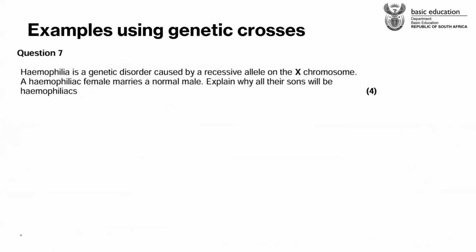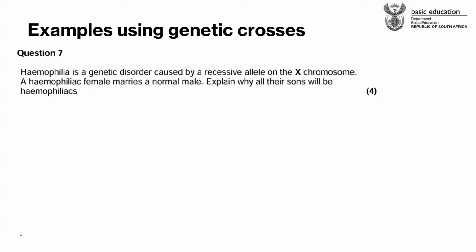Now, let's look at explanation questions. Hemophilia is a genetic disorder caused by a recessive allele on the X chromosome. A hemophiliac female marries a normal male. Explain why all their sons will be hemophiliacs. Okay? 4 marks to explain. Be very careful when explaining such, guys. It's very important for you to state your points clearly and precisely, and also state as many points as you can so that you can explain this.